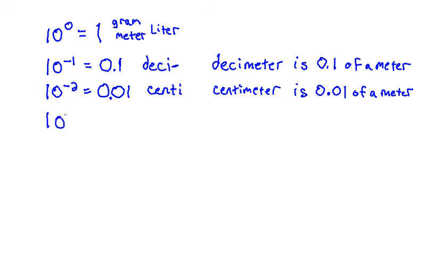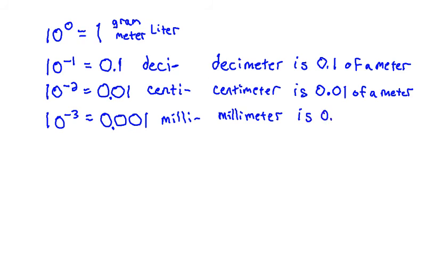Now let's do 10 to the negative 3. So that's a negative 3, so we're going to have 3 zeros, 1, 2, 3, and then we'll put that 1 at the end. Don't forget the decimal point after that first 0, and that is milli. So a millimeter is 1,000th of a meter, or 0.001 of a meter.